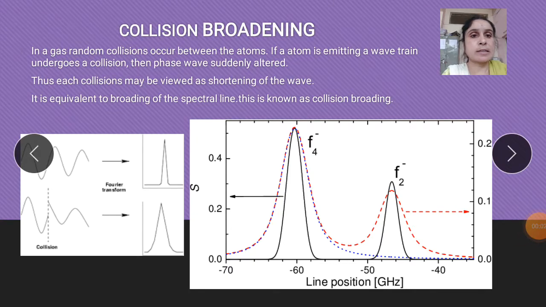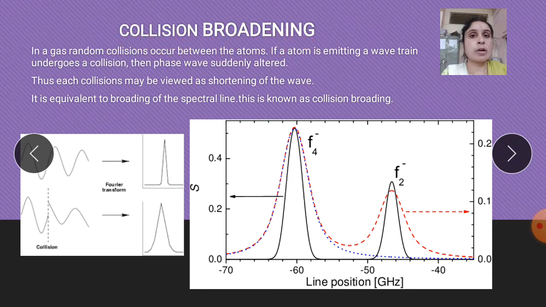Hello friends, in the last lecture we discussed the broadening mechanism. In the broadening mechanism, we discussed first line broadening and second, the natural broadening mechanism. So the third one, which we start today, is the collision broadening mechanism.